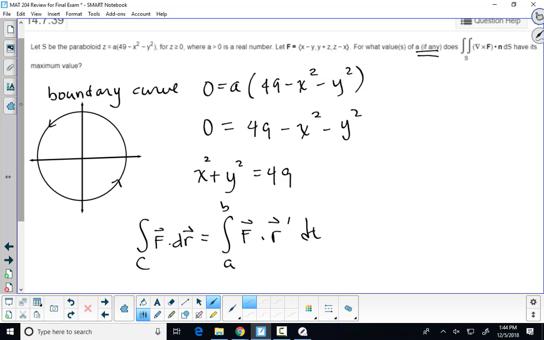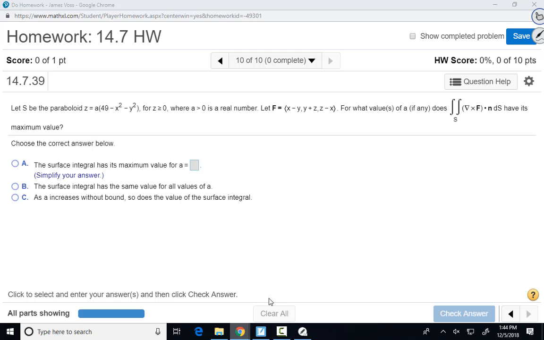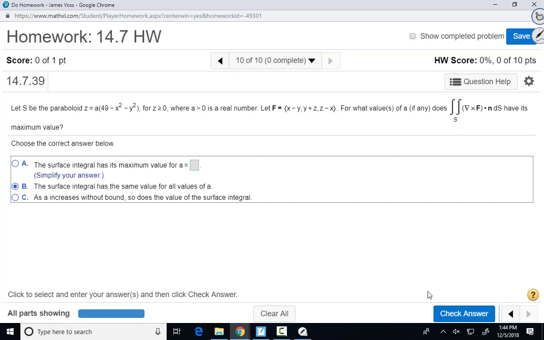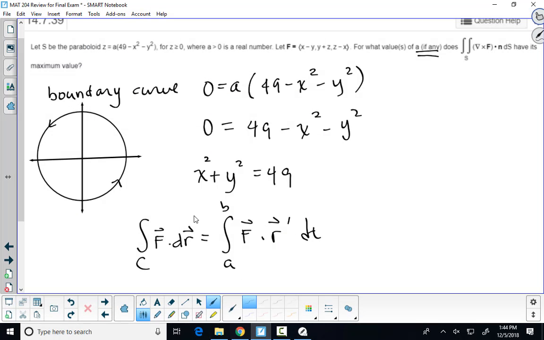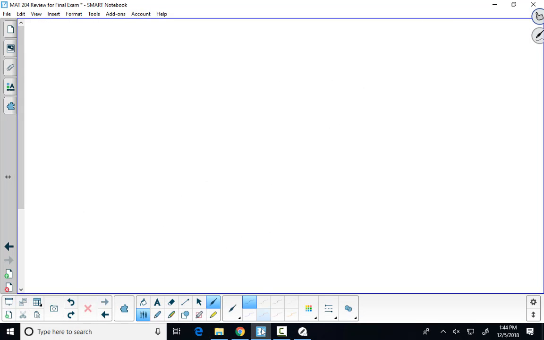So what about other ones from 14.7, or are we good with 14.7? I'm pretty sure there are two parts to that problem. What's the other part? I can't remember. I think you have to actually evaluate it. The surface integral has the same value for all of those. Oh, just kidding. Yeah, I think that's it. Okay, so let's go to 14.8 and do a couple problems.